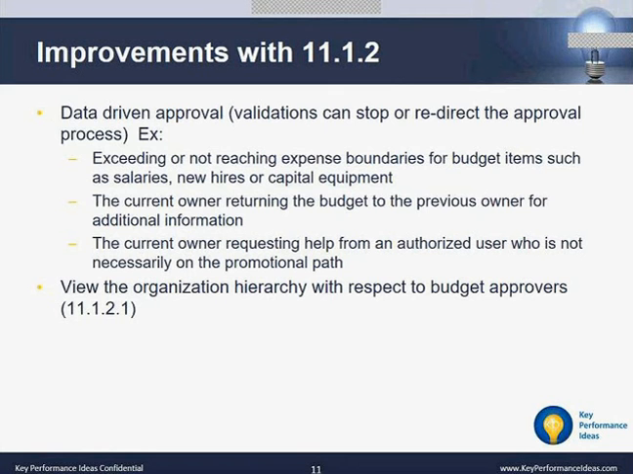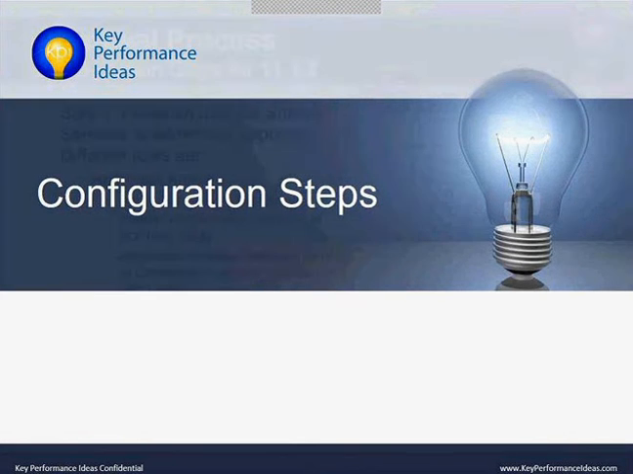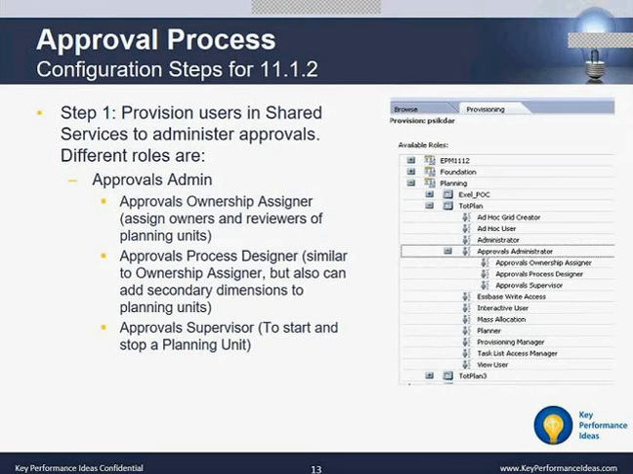And also, you can graphically see the organizational hierarchy that is being used in respect to the approval. So that's new with version 11.1.2. So here are the steps to configure the approval process. Step 1 is that you have to provision users and shared services in order to administer the approval process. So there's some different roles for approval administrators that are listed here. So you need to have, for example, an ownership assignment, someone who can actually assign the owners and reviewers.